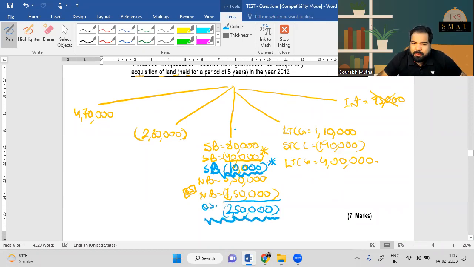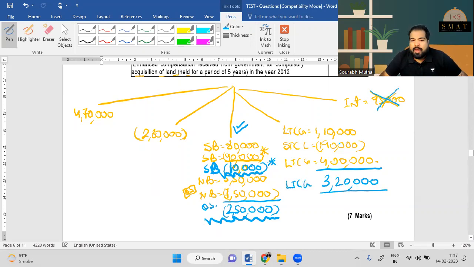So here PGBP is completely done. Long-term capital gain, can I minus? Yes. Short-term capital loss I can minus. So 4 lakh plus 1 lakh 10 is 5 lakh 10, minus 1 lakh 90 is 3 lakh 20. This 3 lakh 20 is my long-term capital gain as of now. And here there is nothing. Now let's see the loss.